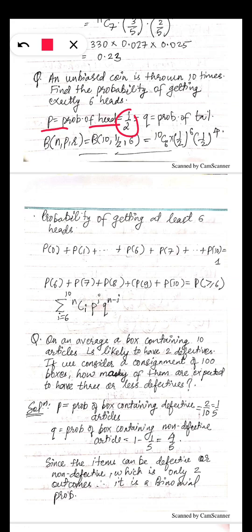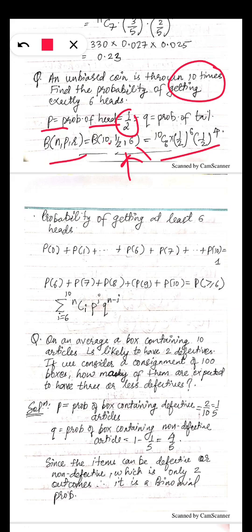Now I am tossing that coin 10 times and I want to know the probability that I am going to get 6 heads. What is the probability of this event? So N is 10, the number of times I am tossing that coin, P is the success probability, which is half, and 6 is the number of times I want a head. So 10 C6, so you can calculate this.